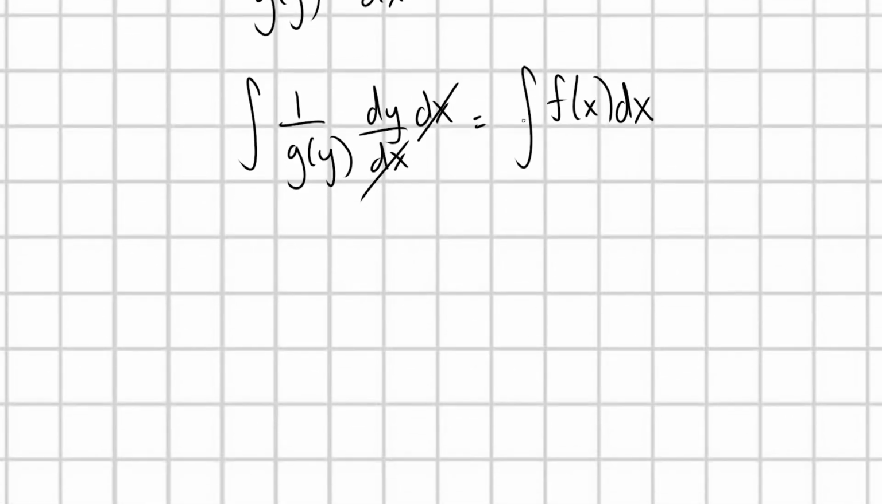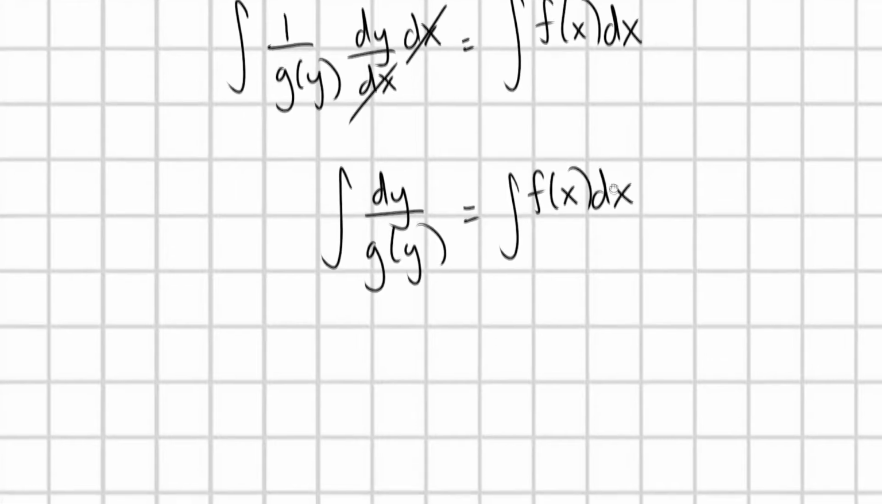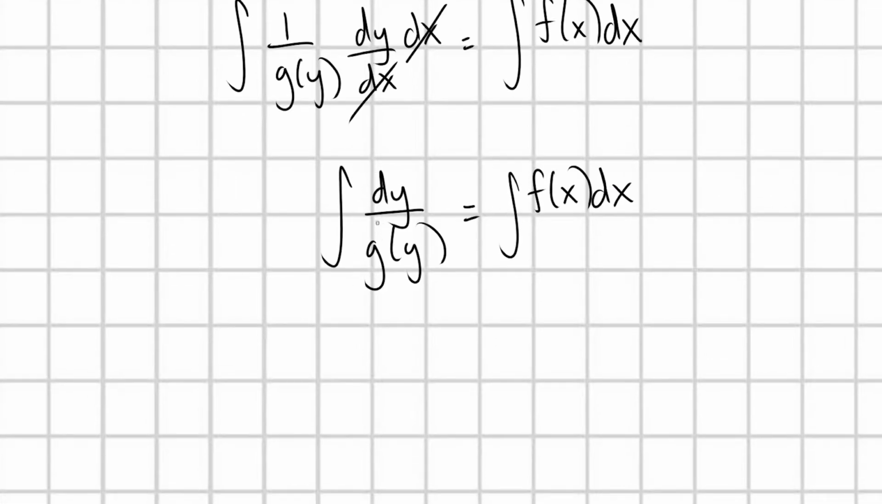So if we're good with this step, then we're left with a really nice form where we have the integral of dy over g(y) equal to the integral of f(x) dx. From this, we're very easily able to integrate: if you give me a function of y, I can integrate with respect to y, and if you give me a function of x, I can integrate with respect to x. In other words, we were able to separate out the x components and the y components, and then we can just integrate each side individually and get our answer.